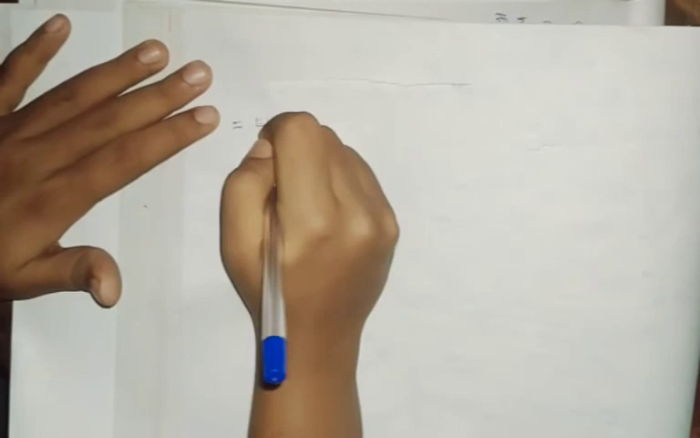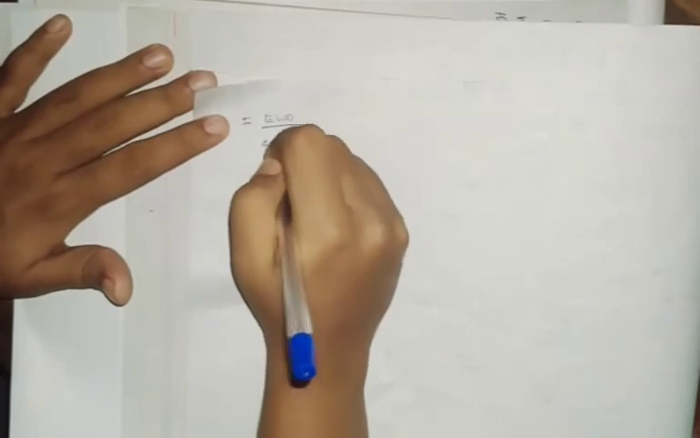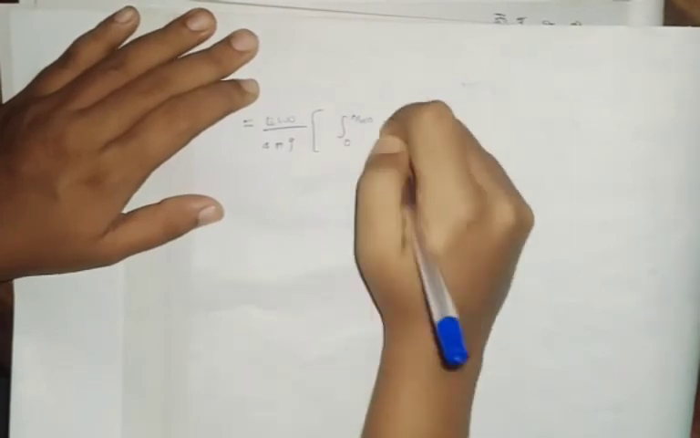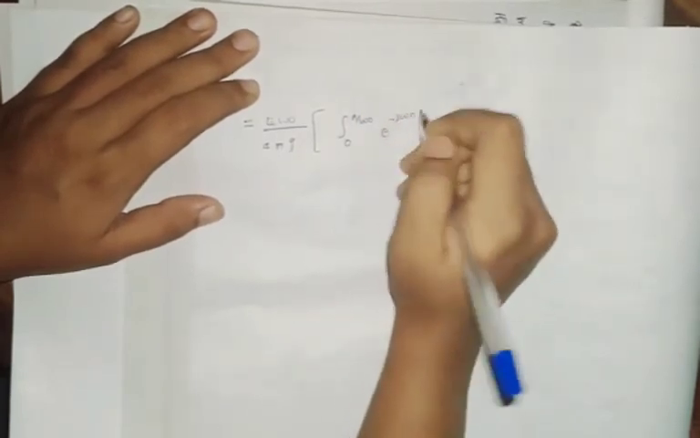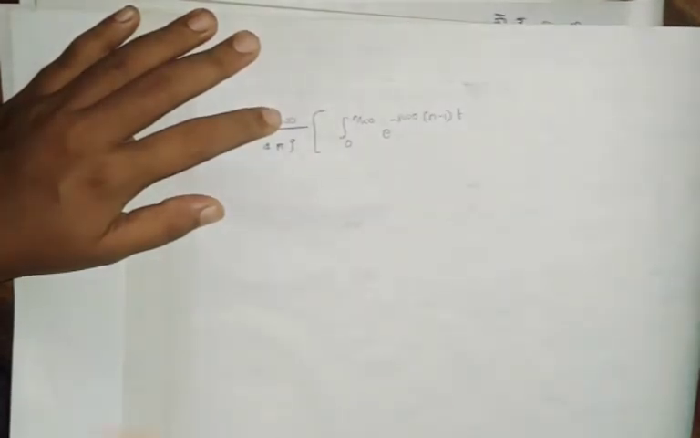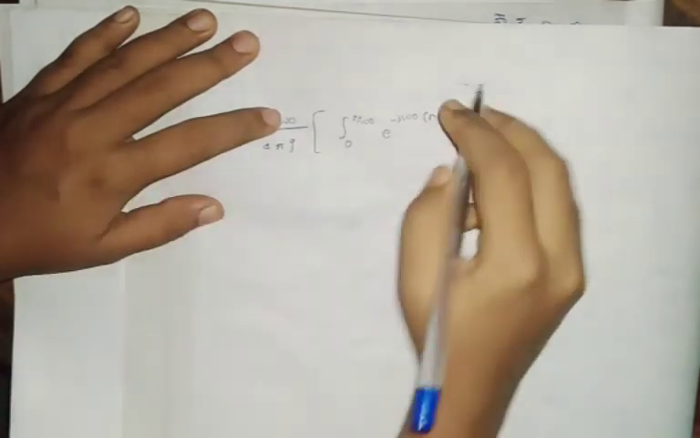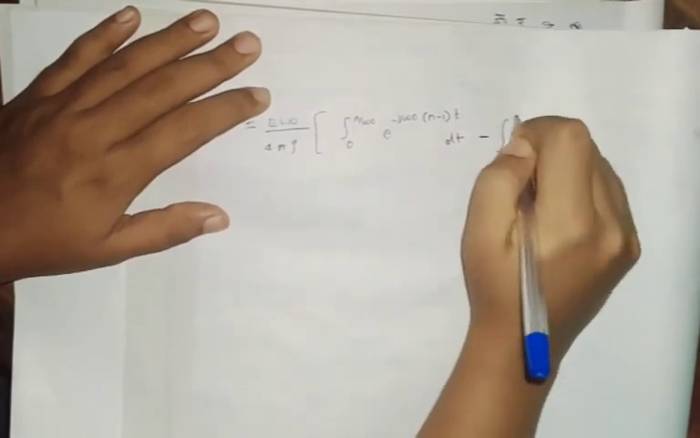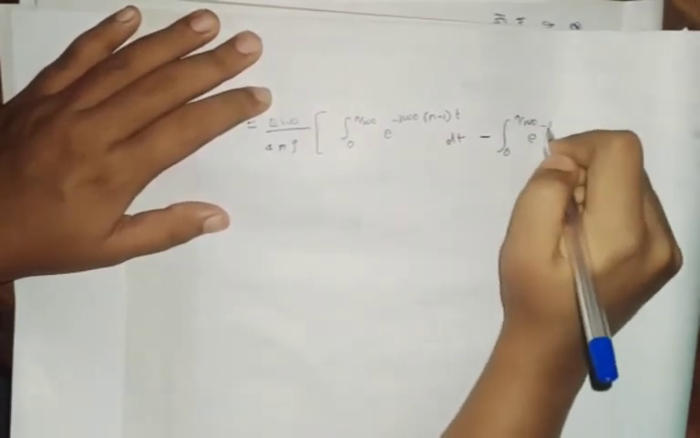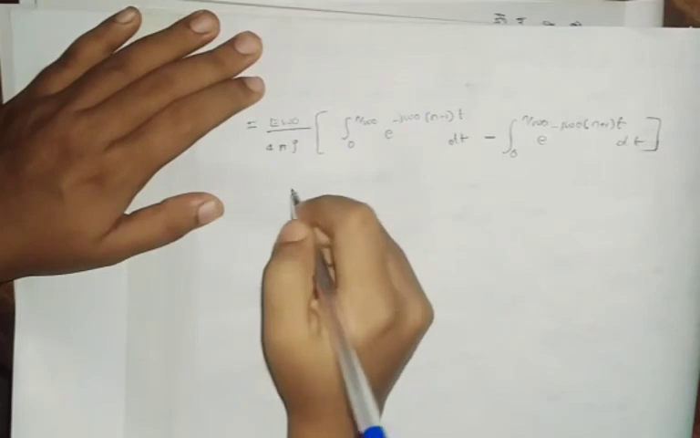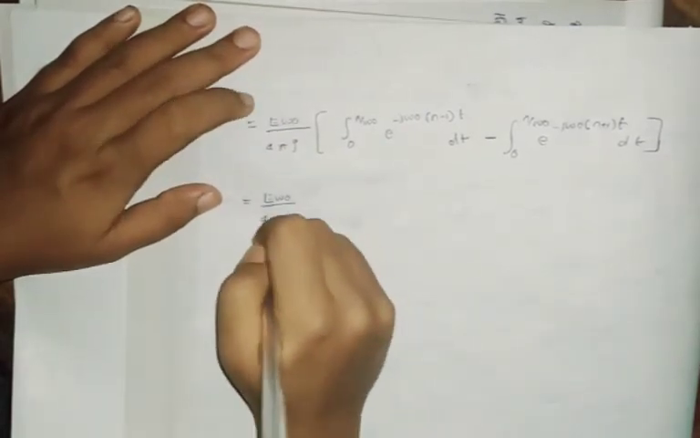So we'll get E omega 0 divided by 4 pi j, integral 0 to pi by omega 0 e raised to minus j omega 0 n minus 1 t dt. Here previously I wrote it as 1 minus n and now I took minus outside, so it will be n minus 1. Again integral 0 to pi by omega 0 e raised to minus j omega 0 n plus 1 t into dt. Okay, and now I will integrate.